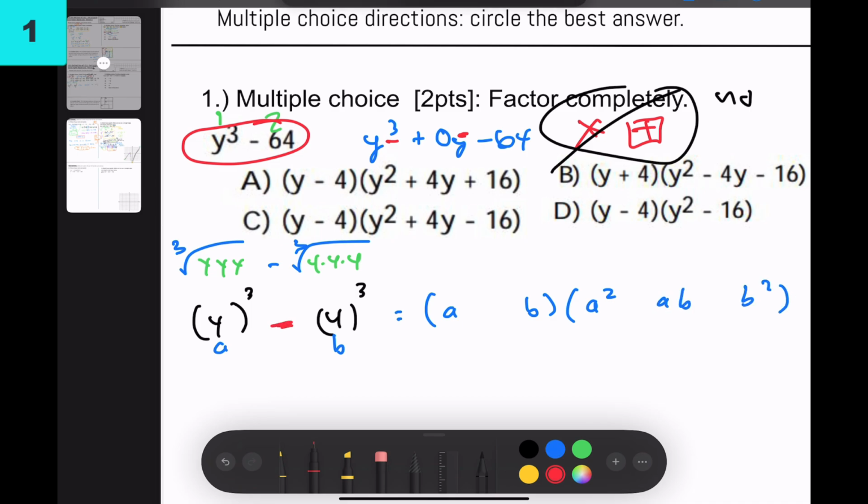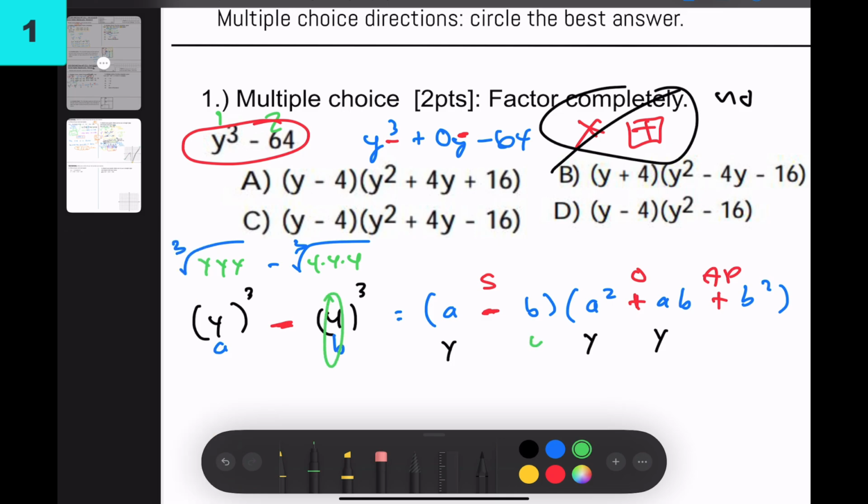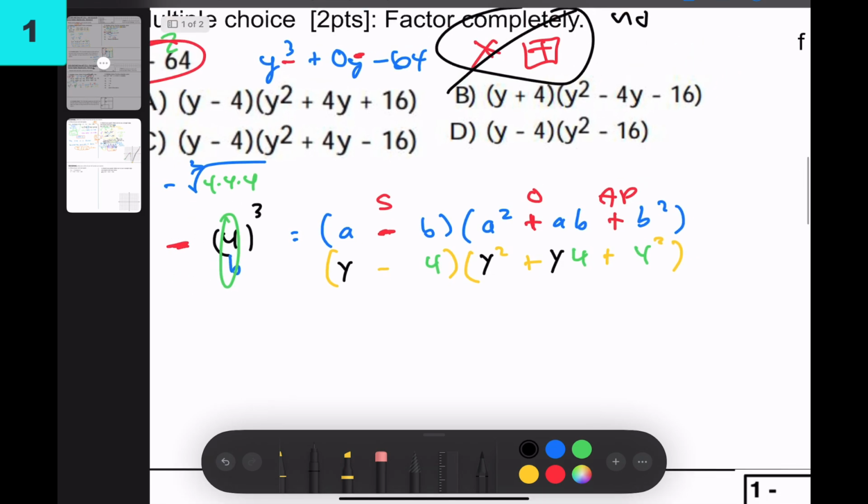Okay, this is your SOAP. Same, opposite, always positive. So, same, which is minus, opposite, which is plus, and always positive. We'll just put it back in. Every Y value is going to be an A. The B's are 4. And then just go back and put in your other symbols. And then let's go ahead and just simplify this. Y squared plus 4y plus 16.